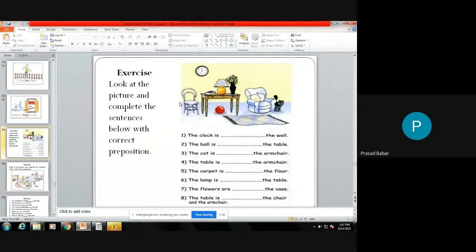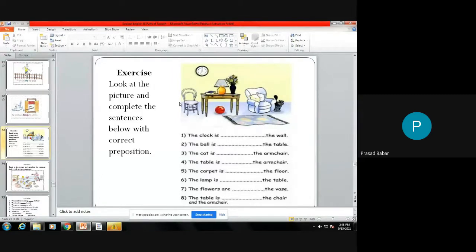Then the next is the flowers are dash dash the vase. In the vase. Okay, correct. The flowers are in the vase. The flowers are put in the vase. So what is vase? Vase means what? Fuldani. फुलदानी. ओके, शोभेचं पात्र किंवा फुल पुष्पपात्र आपण याला म्हणू शकतो. फुलदानी. Vase. The flowers are in the vase.